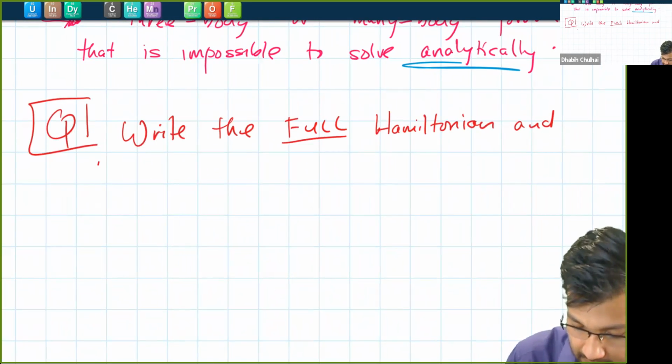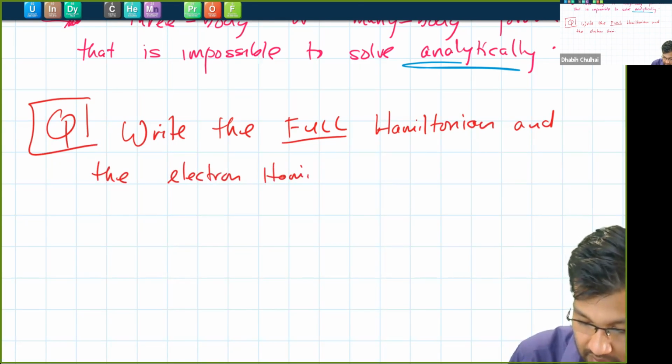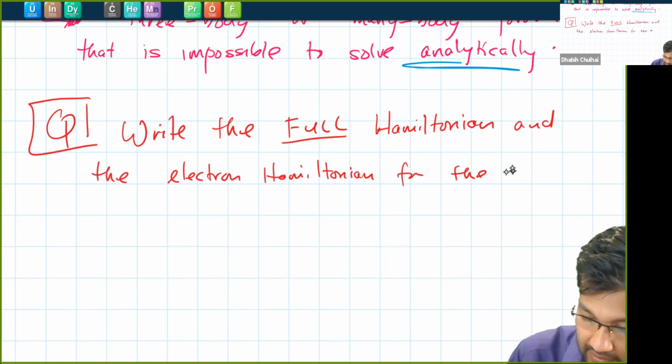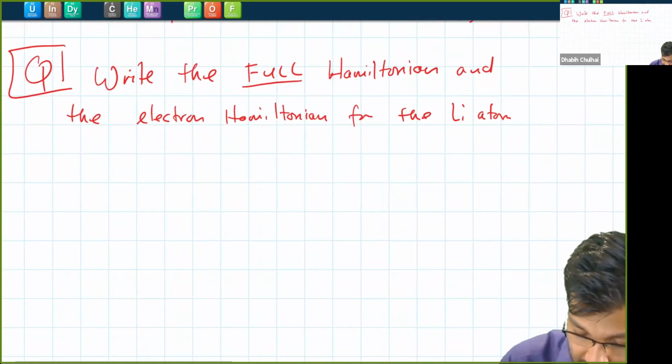and the electron Hamiltonian. So that's the Hamiltonian with the Born-Oppenheimer approximation, for the lithium atom. So I'm going to just draw what that looks like.